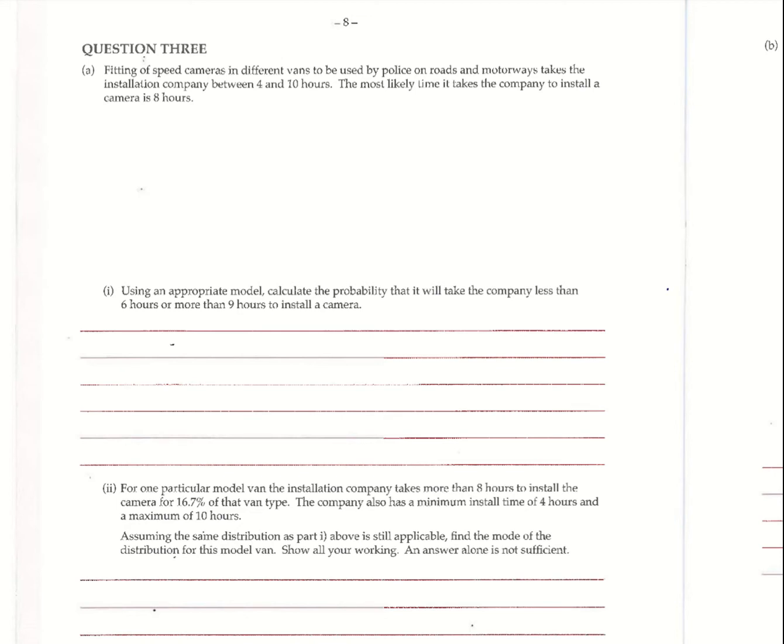Okay, so we've got speed cameras being fitted in vans used by police on roads and motorways. It takes an installation company between 4 and 10 hours, and the most likely time is 8 hours. Okay, so if I've got a minimum, a maximum and a most common, it's got to be a triangular. So I'm going to draw my picture.